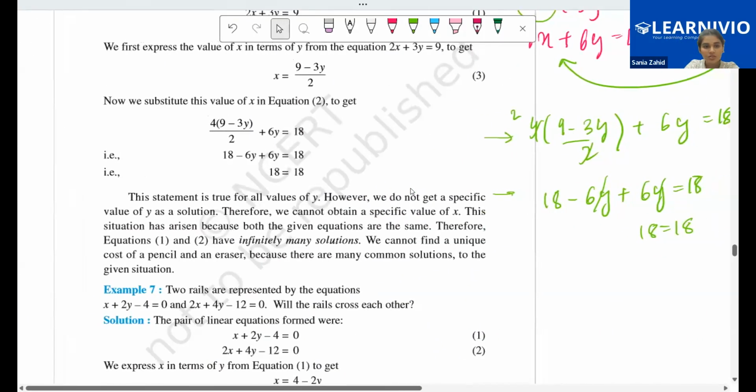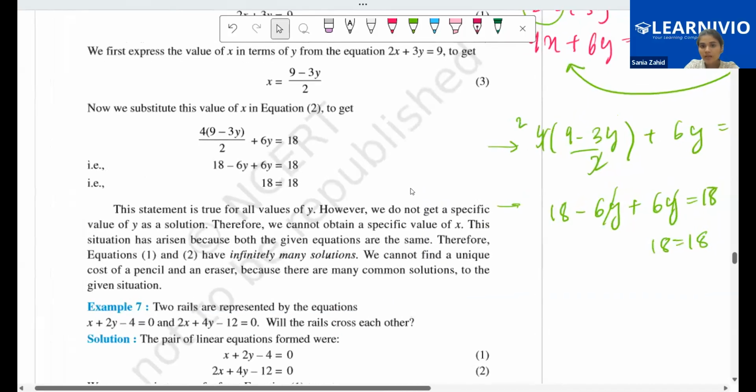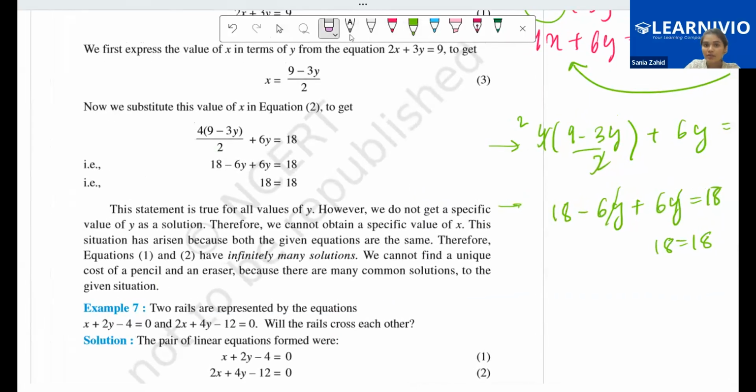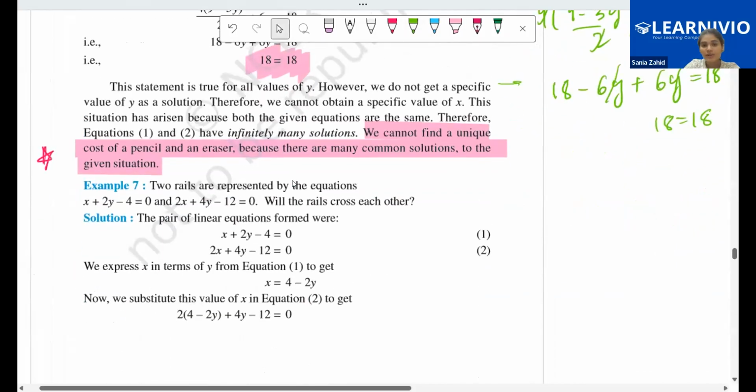So see, there is an explanation also given. We cannot find a unique value. This is a very important line. Cost of pencil and eraser, because there are many common solutions to the given equations. So whenever you get an answer like this in exam, then you must write this explanation, okay? That's important.